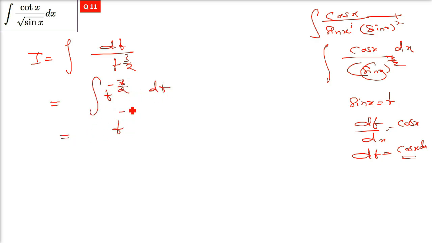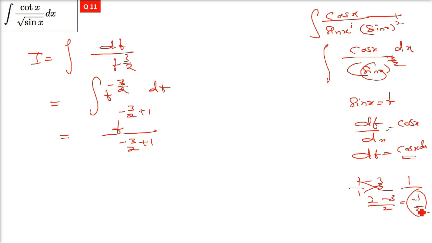Now x to the power n plus 1 divided by n plus 1, we are going to apply here. T raised to minus 3 by 2 plus 1, divided by negative 3 by 2 plus 1. 1 minus 3 by 2 is 2 minus 3 by 2, that is negative half. So you get a negative half here. In the denominator it is negative half, when it goes up it will be 2 with a negative sign.